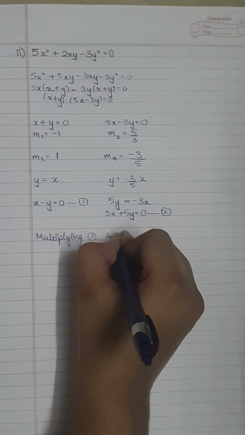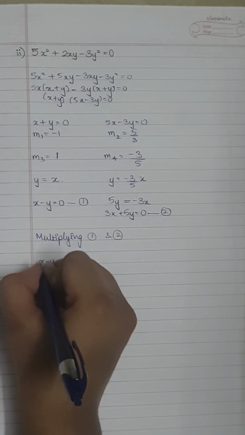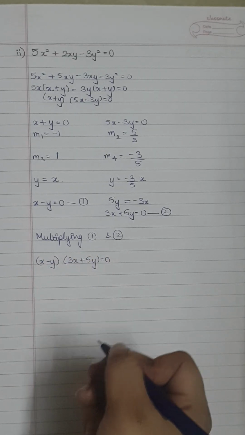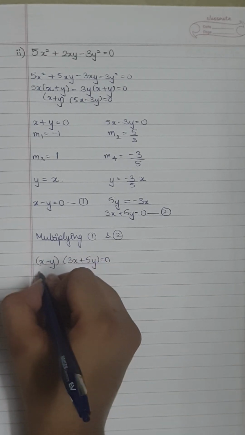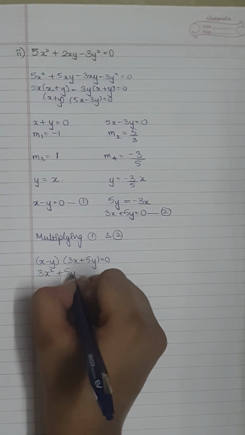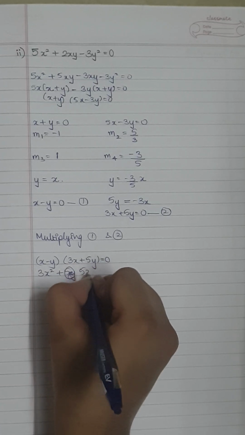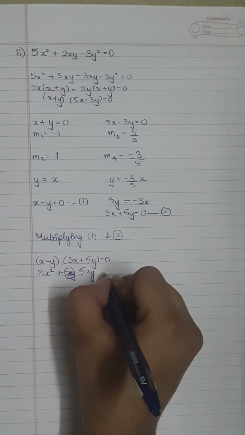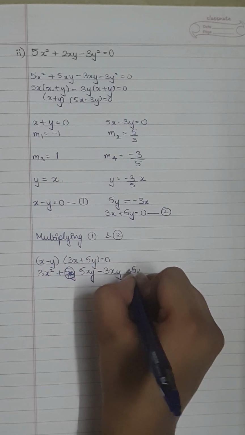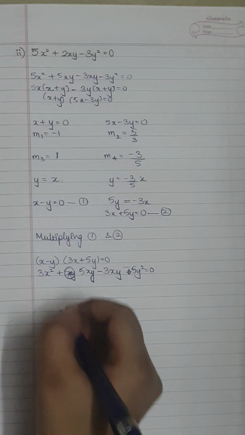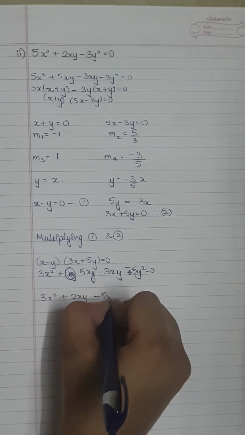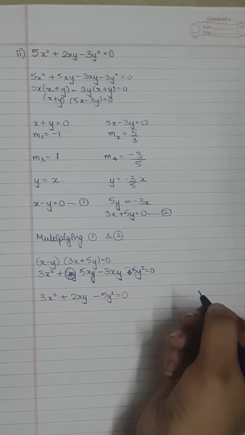Multiplying 1 and 2, you have (x minus y) into (3x plus 5y) is equal to 0. Multiplying the terms, x into 3x is going to be 3x square, x into 5y is going to be 5xy, minus y into 3x is going to be minus 3xy, minus y into 5y is going to be minus 5y square is equal to 0. So you have 3x square plus 2xy minus 5y square is equal to 0.